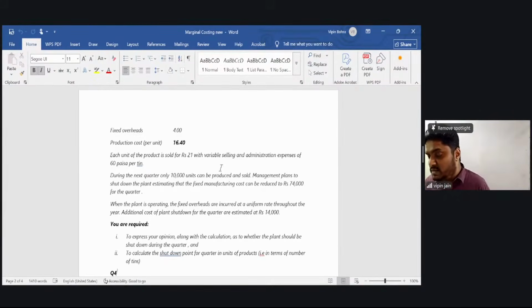So that is 74,000. Now, when the plant is operating, the fixed overheads are incurred at a uniform rate throughout the year. Additional cost of plant shutdown for the quarter is 14,000. So if you shut down the plant, 74,000 is the fixed cost that will be incurred for sure. Apart from this, 14,000 is the additional cost of shutdown that the company has to pay. You are required to express your opinion along with calculation as to whether the plant should be shut down during the quarter or not.